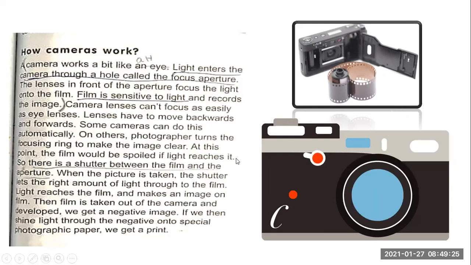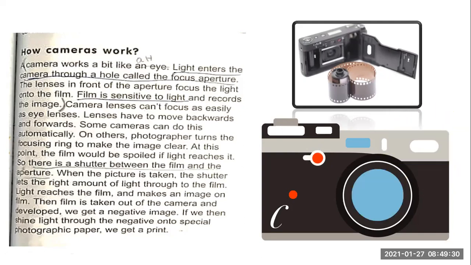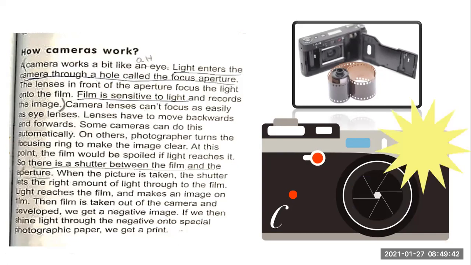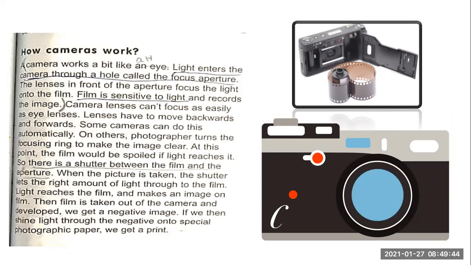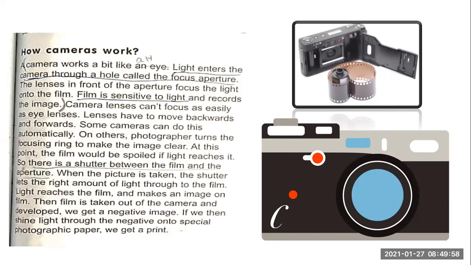Sometimes you must have seen that a picture is captured that is totally white. Why does it happen? When the maximum amount of light reaches the film, as I told you, the film is really sensitive to light. If the maximum amount of light reaches it, it can spoil the film or the image that is being formed. Getting my point? Sometimes we see that there is too much light in a picture, or we look too bright. This kind of picture we normally do not like. So where are we? Yes, we are here.